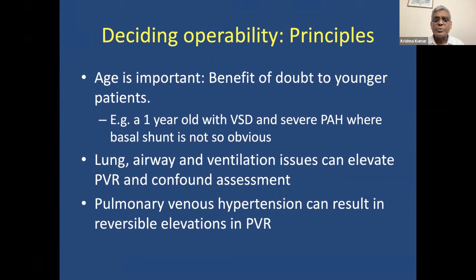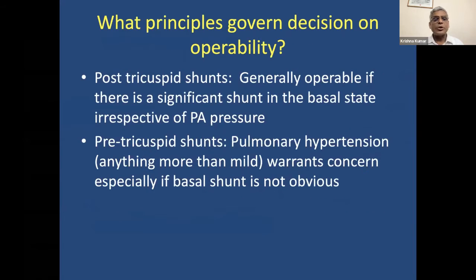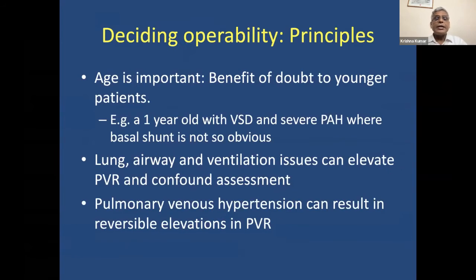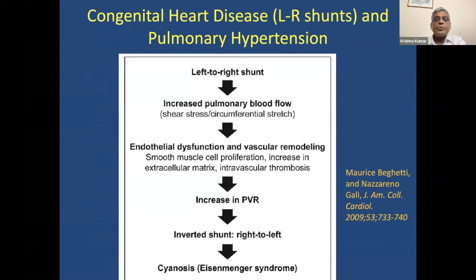You take a Down syndrome child with a VSD and you put them under sedation for an echo, you might find a totally different set of hemodynamics on echo, and you might decide something altogether different. So you have to be respectful and mindful of that, as well as, of course, pulmonary venous hypertension that I talked about. Post-tricuspid shunts are generally operable. This is what I have said. And then, of course, sorry, I just moved ahead.